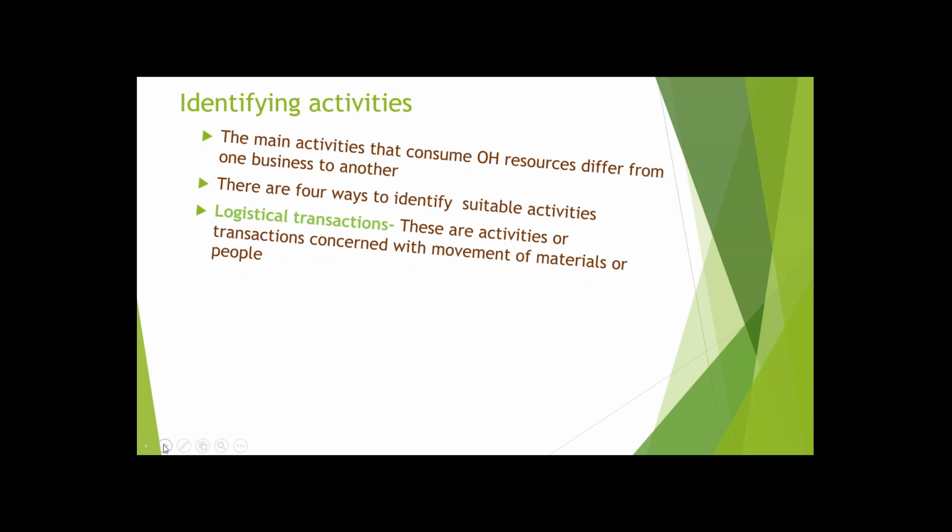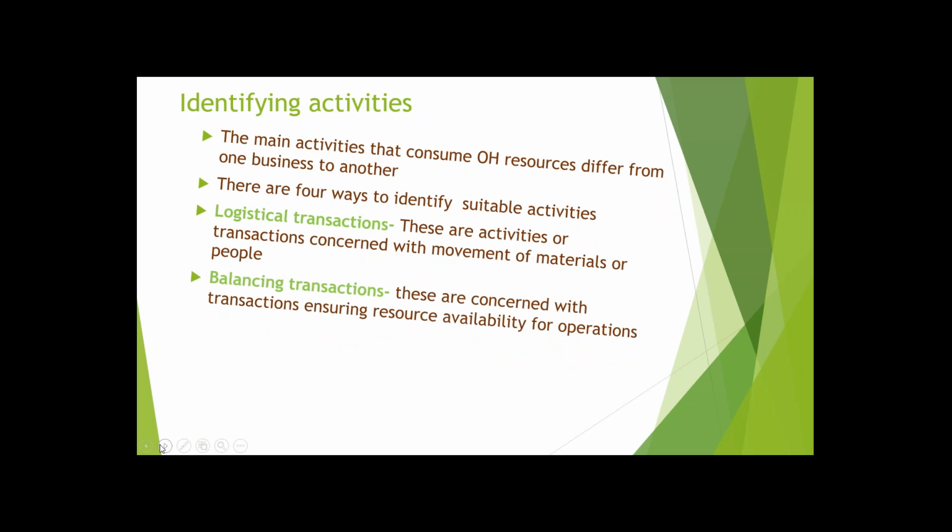Number one is what we call logistical transaction. So it's basically concerned with the movement of materials or people. So the number of inward receipts, number of outward dispatches, the logistics, and maybe if you are transporting people, the number of people that you transport to and from the office or the factory. So it's all to do with the movement of materials or movement of people, and that is one way of identifying activities. That is what we call logistical transaction.